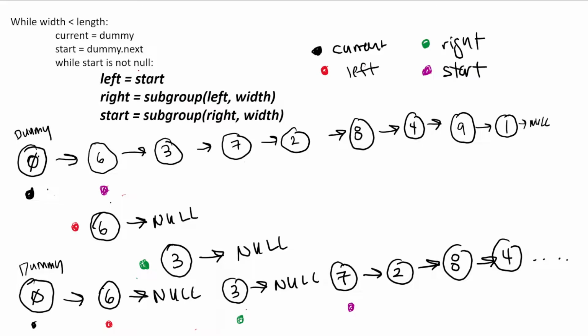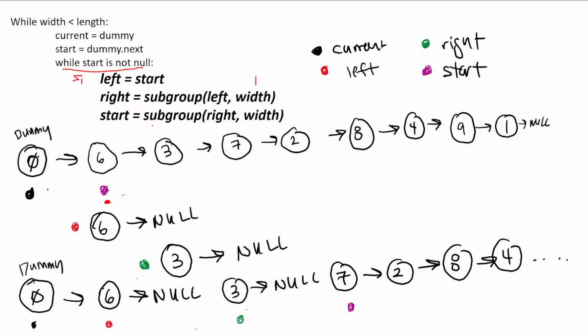Now we're just going to look at the inner loop here. We have the while the start is not null, meaning that it hasn't reached the end of the list of the splitting of subsections. The left, which is also the subgroup 1, is going to be at the start. So it's going to be here. We are going to call subgroup left width. So the width is 1.